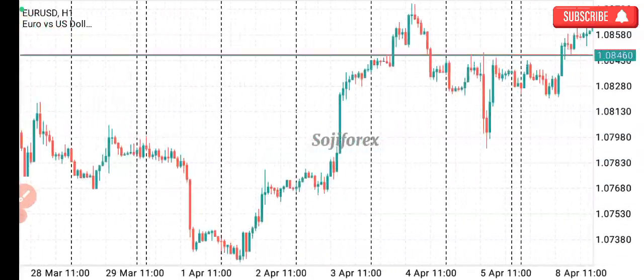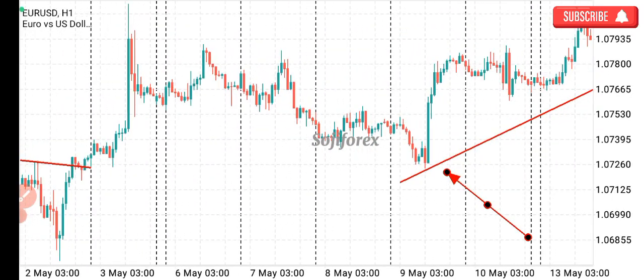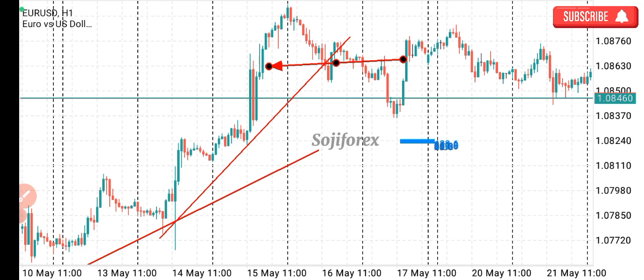Alright, so you backtest this, try this out, and you'll see how beautiful and how profitable this can be.